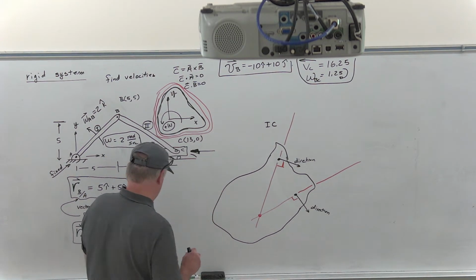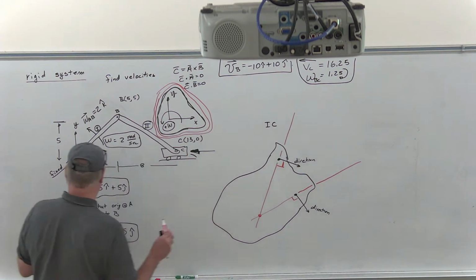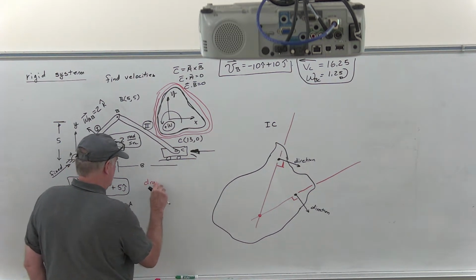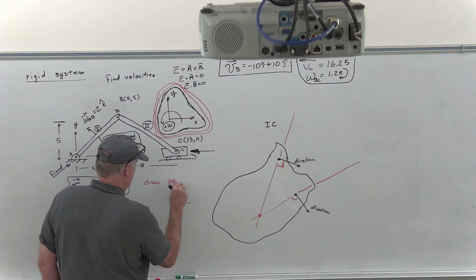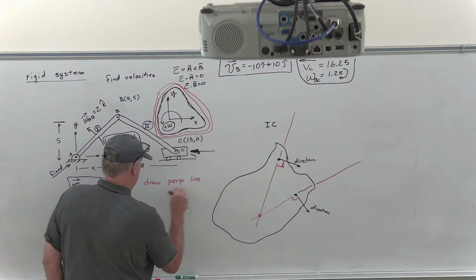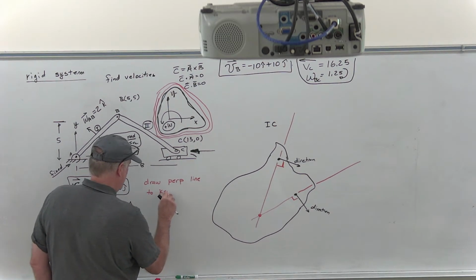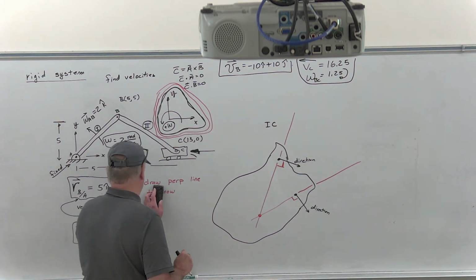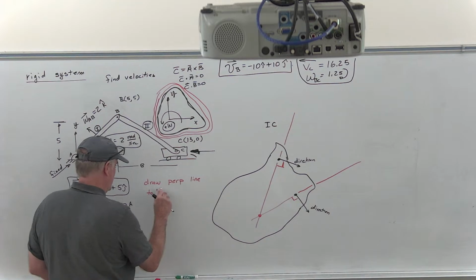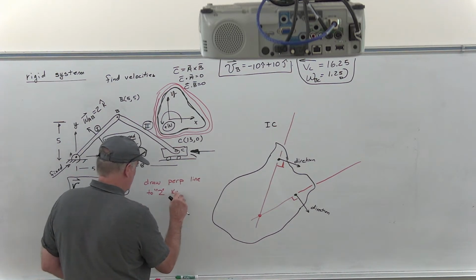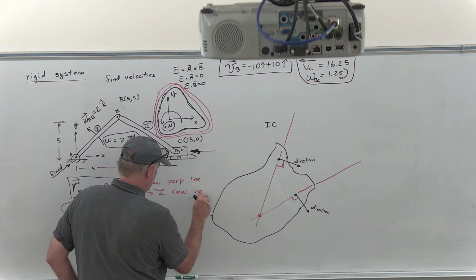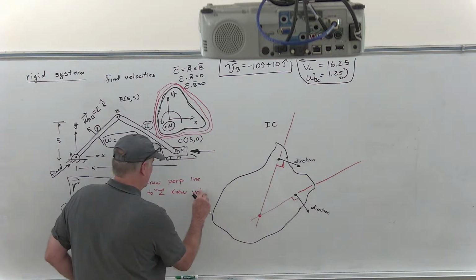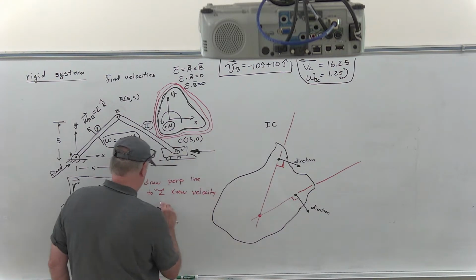So the key is to find the instant center. It's such a simple thing. You basically draw a perpendicular line to the two known velocity directions.